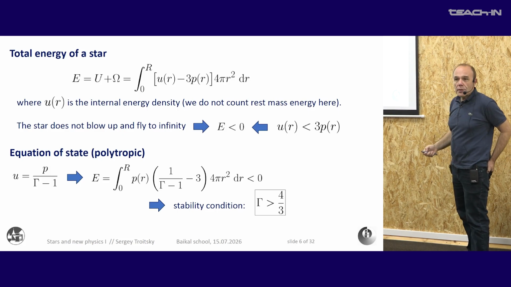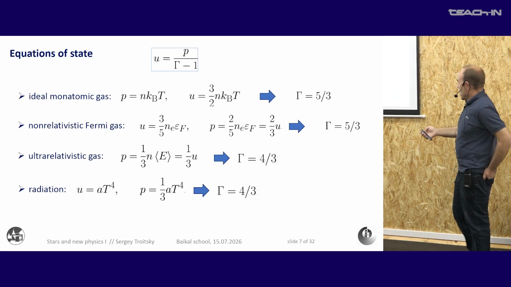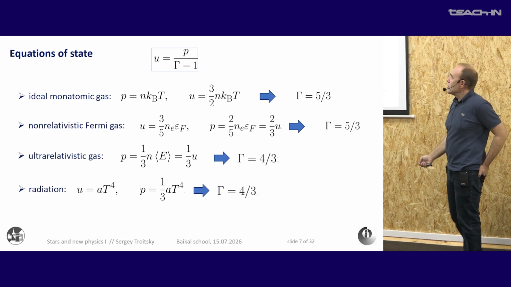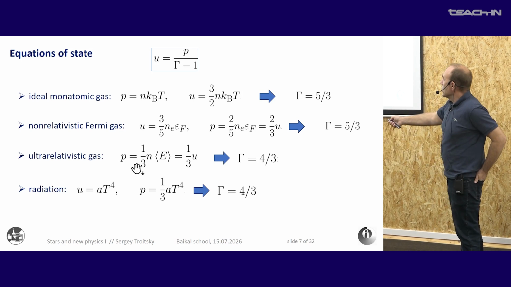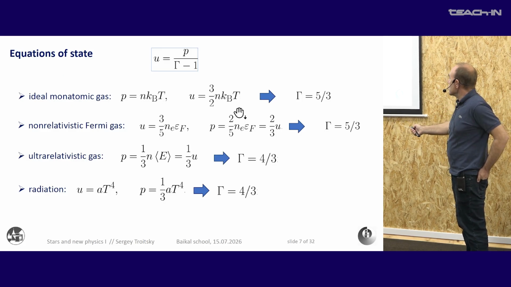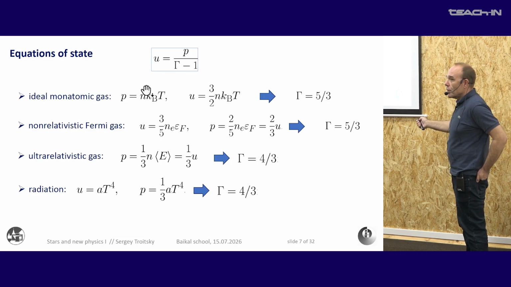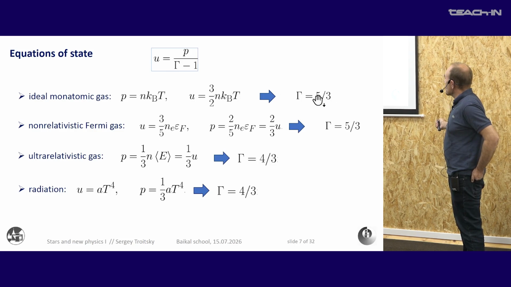Now let us look at these equations of state. For instance, this is the first equation of state we know from school, for ideal monoatomic gas. I won't read it. Dividing pressure by the energy, we obtain that this value of gamma is 5 over 3.